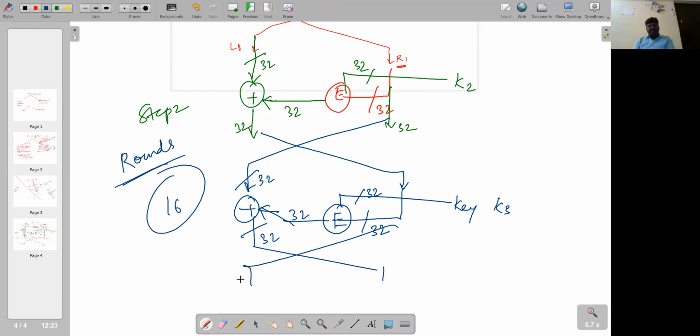So whatever output we get at the end of the 16th round, the left of the data and then the right of the data, obviously we will have 32-bit here and 32-bit here. By combining these, 32 plus 32 is equal to 64. So this will be a 64-bit ciphertext after 16 rounds. I hope this is clear. If any queries, you can write in the chat box or unmute and raise your queries.